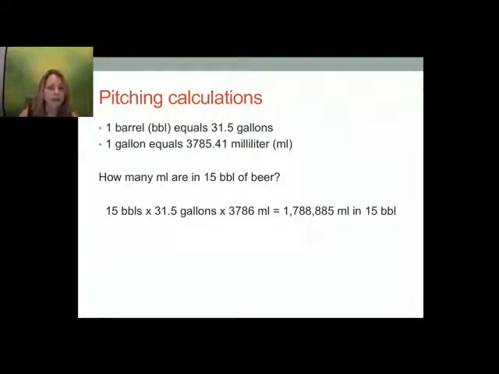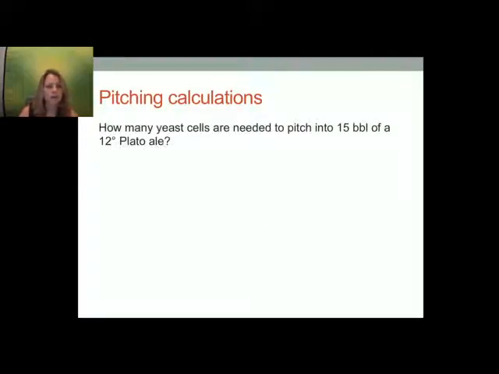And this will give you 1,788,885 milliliters present in 15 barrels of wort or beer. So, now that you know how many milliliters are in 15 barrels of beer, how many yeast cells are needed to pitch into this 15 barrels of wort of a 12-degree Plato ale?